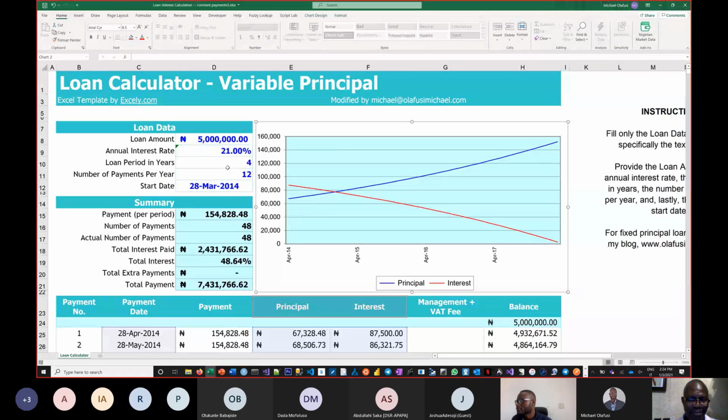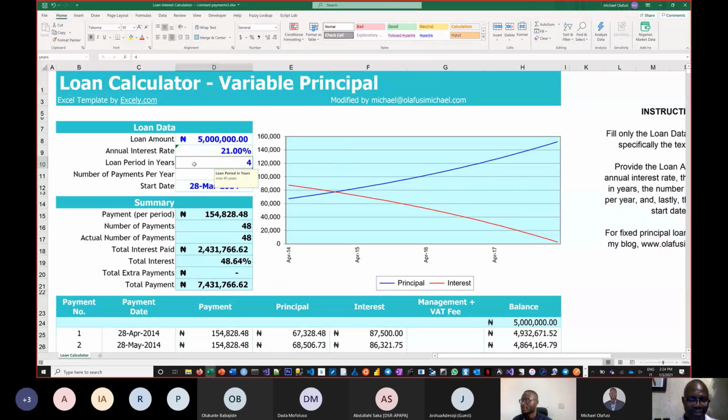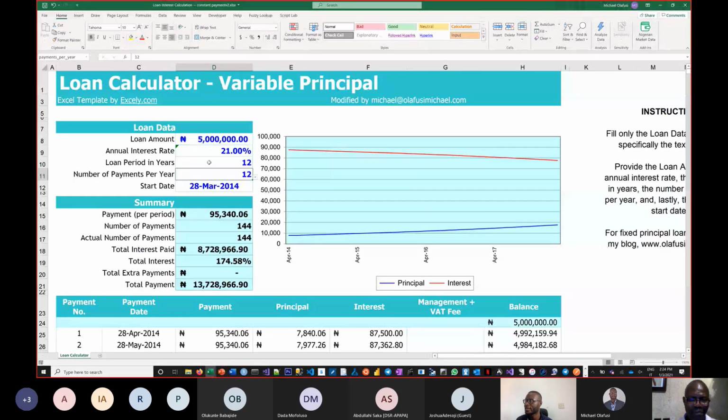Okay? So this loan, if I'm going to be paying it quarterly, then I will say I'm paying 4 times in a year. But if I'm going to be repaying monthly, which is what GT Bank is going to do, they're going to deduct the money from you every month. So 12 months, that means 12 periods in a year. I have to pay back 12 times. So the number of payments per year is also the same thing.